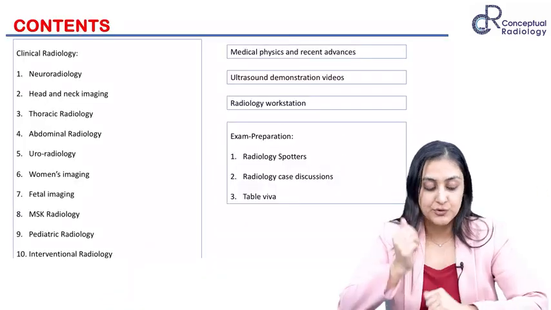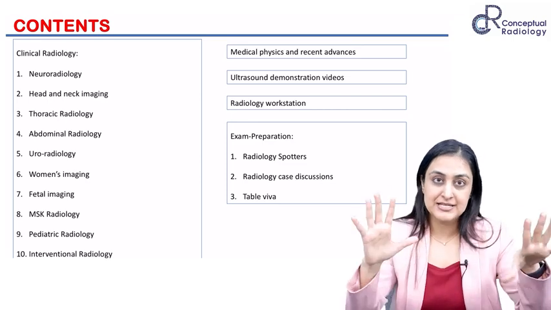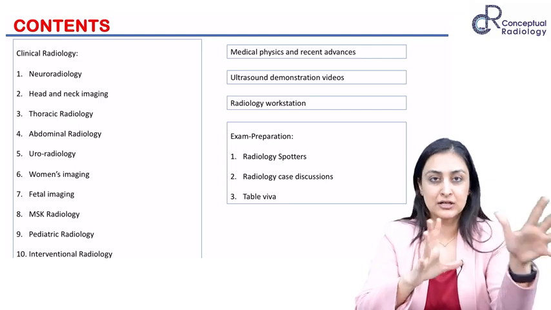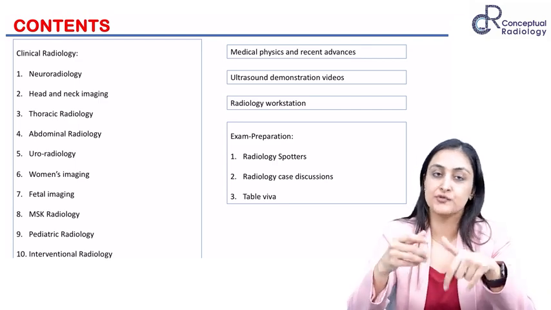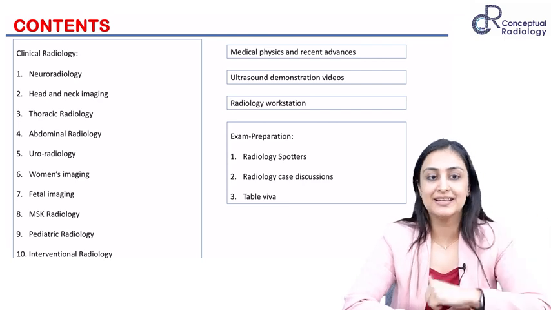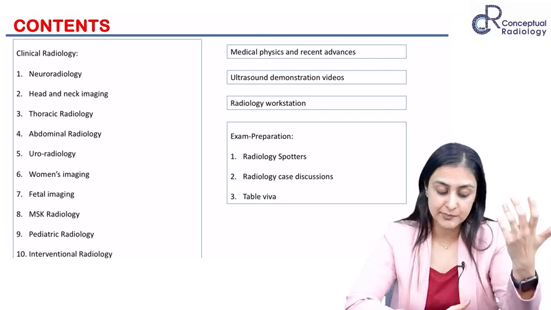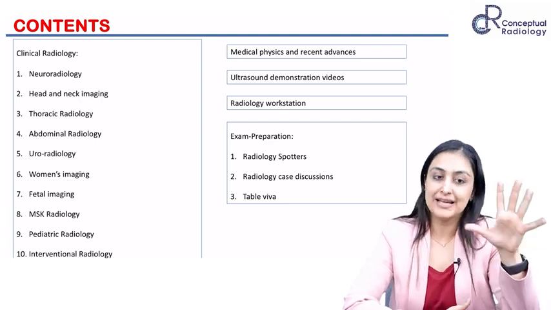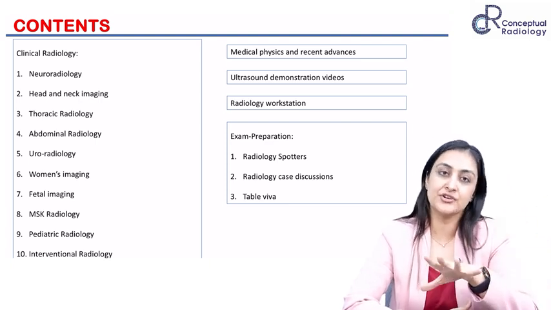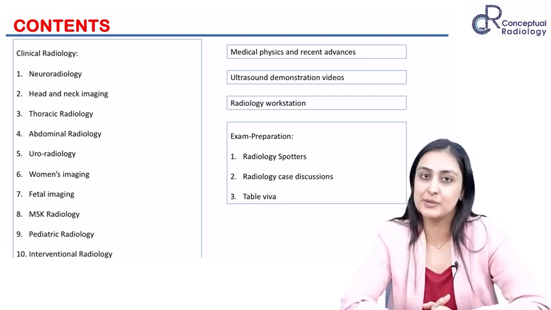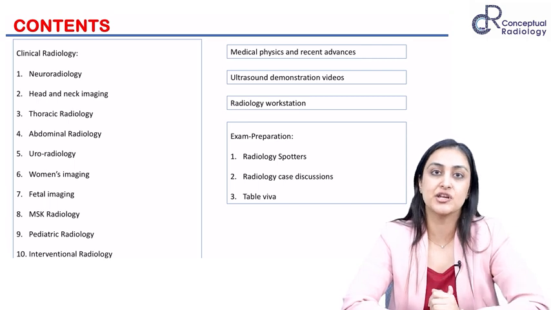So now in front of you, what you can see is the basic layout that we will have. One, it will be the core clinical radiology, which is all of the systems that you can see. So we'll be talking about neuroradiology, head and neck imaging, thoracic radiology, abdominal radiology, urorad, women's imaging, fetal imaging, MSK radiology, pediatric radiology, and interventional radiology. So these will be the heads under which we shall be discussing the different topics which are important.